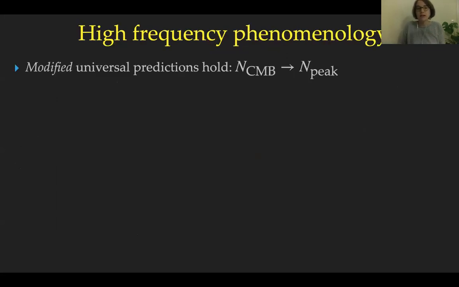We have found that the universal predictions still hold. They just need to be modified. And by this, I mean that instead of having expressions that depend on N CMB, so the number of e-folds elapsed between CMB and the end of inflation, now what really matters is the position of the peak. And so the universal predictions hold under a simple modification. You just need to replace N CMB with N peak, where N peak is the number of e-folds elapsed between the CMB scale and the peak scale.